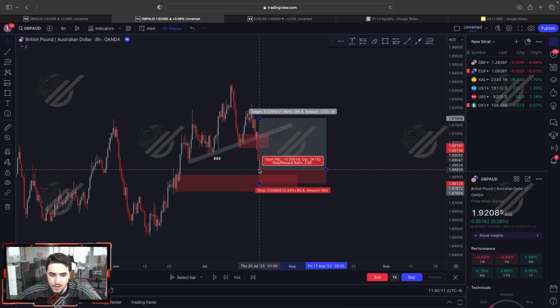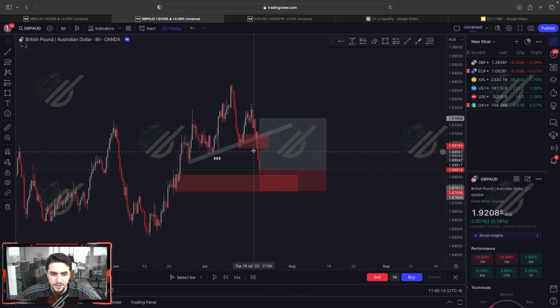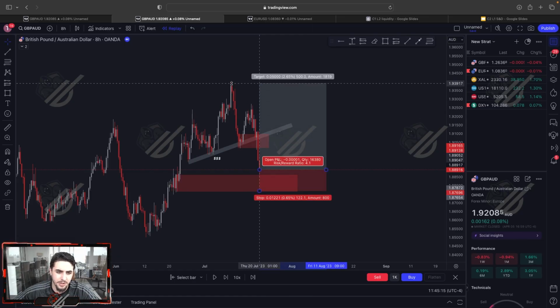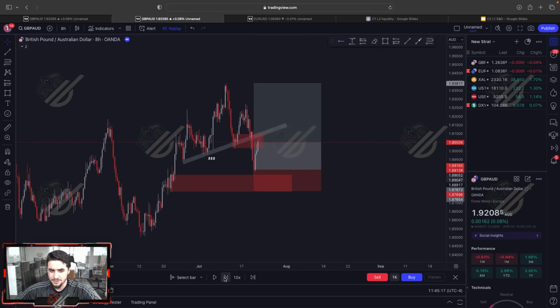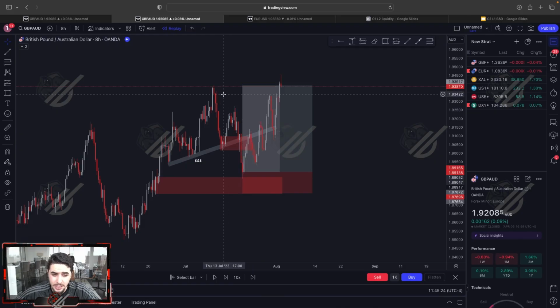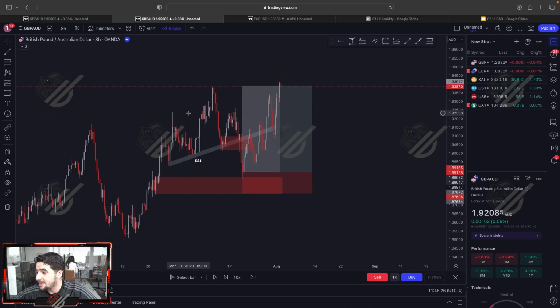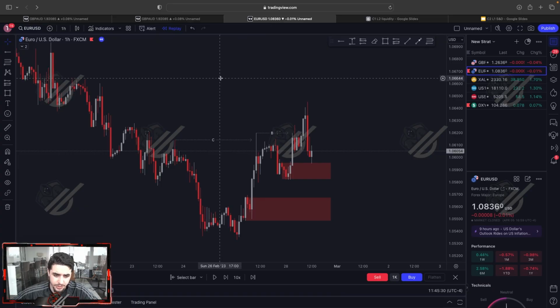So we market execute our buys with our stops at the low of the demand, and we can look to target the previous high. And let's see what happens. And just like that, we hit our take profit. So that is how we trade with liquidity. I'm going to show you guys one more example on the euro dollar.